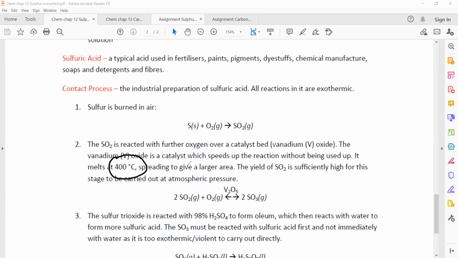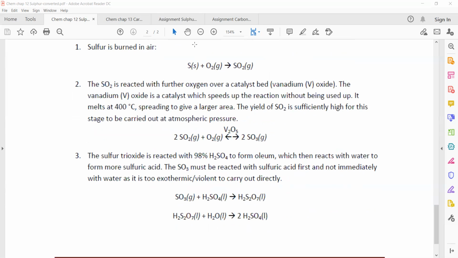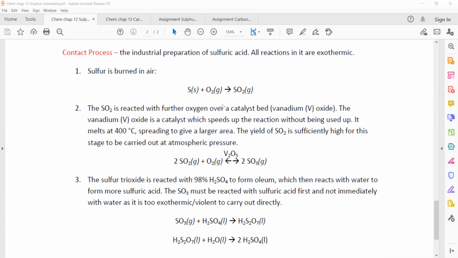What's the reason for that? Around this temperature, the reaction yield is optimum. Otherwise, if it is too low a temperature, then the reaction will be very slow and it will take more time to get the desired yield. So sulfur reacted with oxygen gives sulfur dioxide. Sulfur dioxide reacted with more oxygen forms sulfur trioxide.